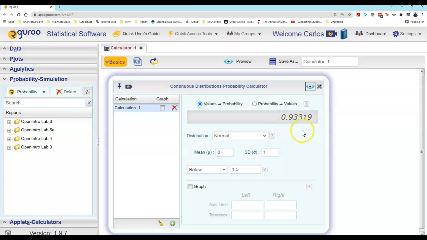9,332 10,000ths rounded to 4 decimal places. In this class, we always round our probability values, also known as proportion values, to 4 decimal places.